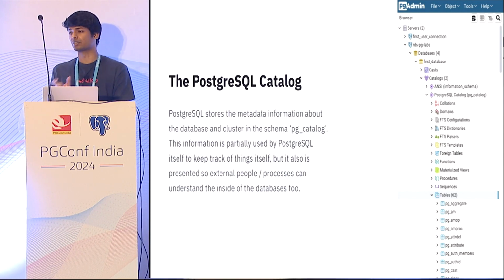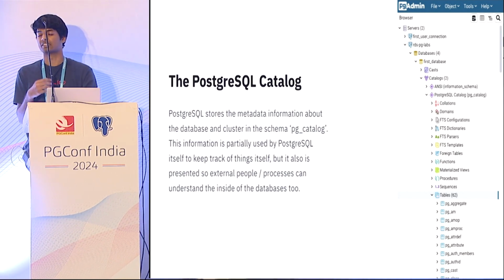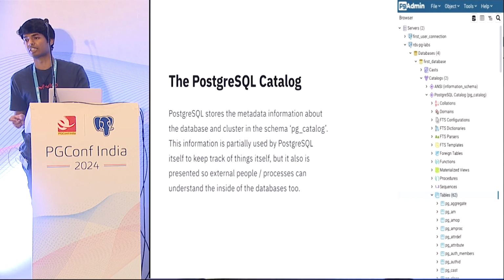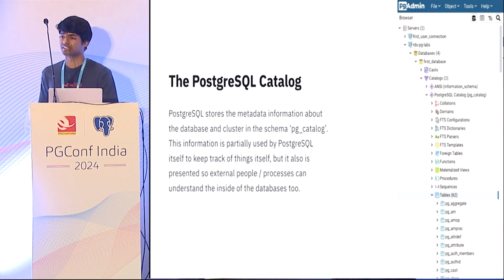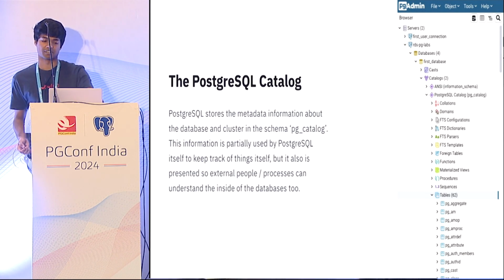So if there's a new table, there's a table inside PG catalog called PG_table, so it will create an entry for that table. Similarly for indexes and databases and everything else.